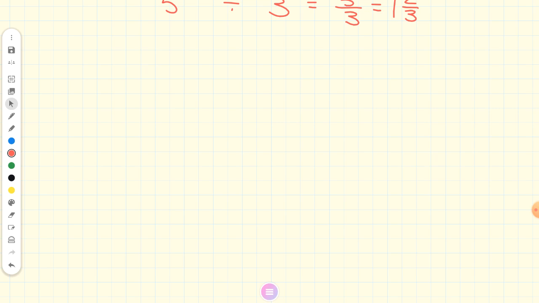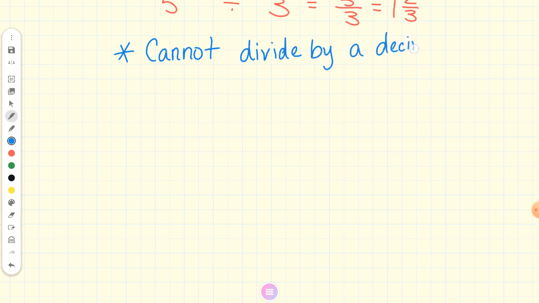At the bottom of that piece of notes paper, I want you to make a little asterisk and put, you cannot divide by a decimal. So that means the divisor, we'll use the proper word, can't be a decimal.